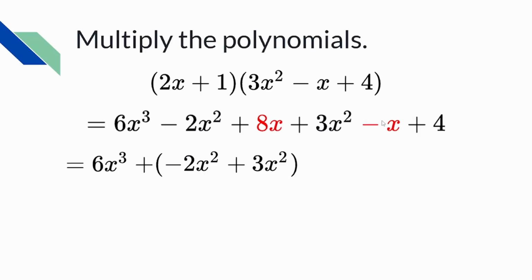8x and negative x are like terms, so we can add those up in red here. And 4 just stands by itself, right? There's no other constants floating around here, so we can just tack that on to the end.